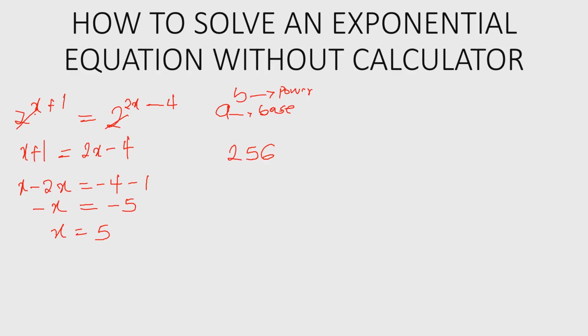Now another example: 256 equal to 4 raised to the power of x minus 4. You notice that 256 is a base having a power of 1, and this 4 is a base having a power of x minus 4. But 256 is not the same as 4. So what we are going to do is simplify this 256 in its index form. 256 can be simplified as 4 raised to the power of 4, which is equal to 4 raised to the power of x minus 4.